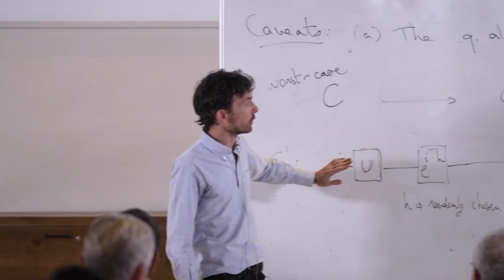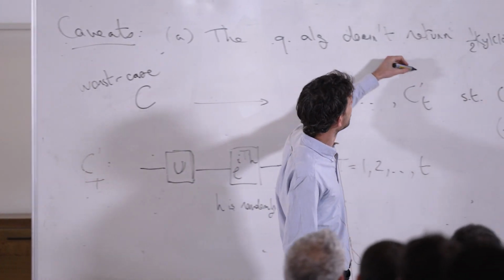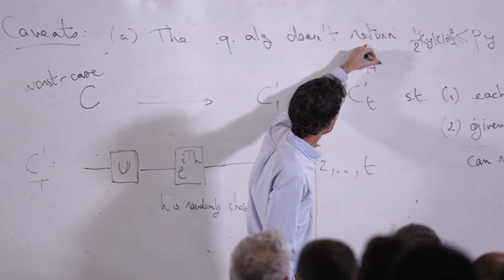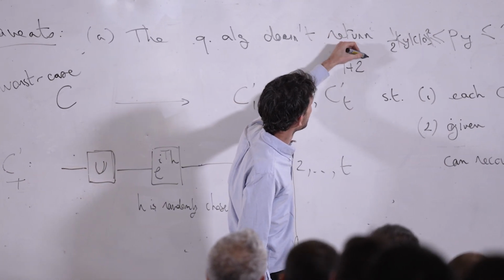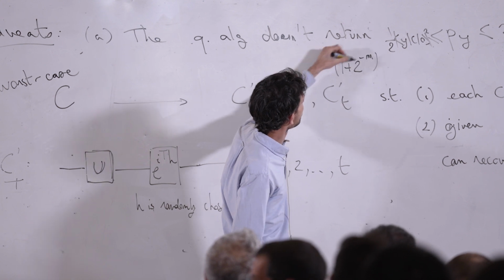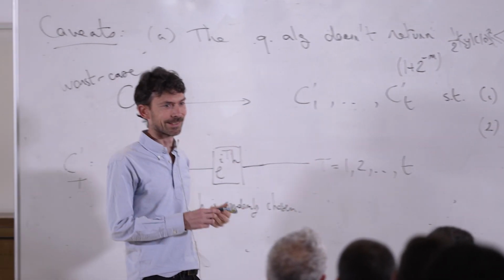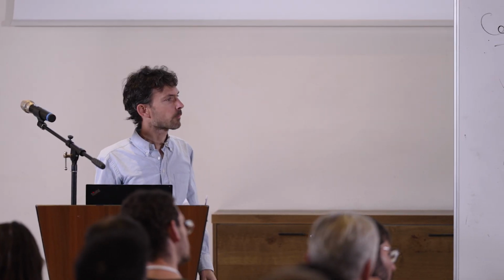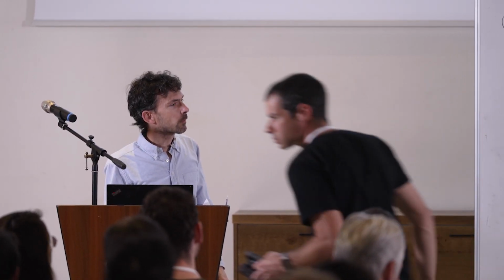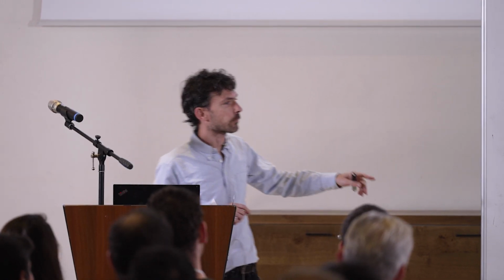So this argument actually only works not with factor 2, but with factor 1 plus 2 to the minus the number of gates in the circuit. That's the state of the art. M is the number of gates. So it's much weaker than what you'd want.